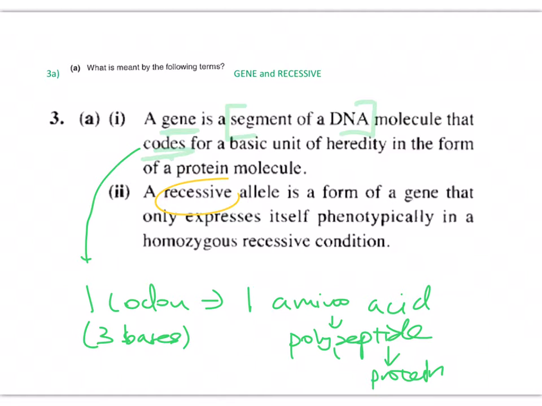Recessive. Recessive, we're looking at, it only expresses itself in the homozygous recessive condition. Big R, big R, big R, small r, small r. Now, if we let big R be dominant to small r, then the moment you have one big R, the phenotype will be expressed. So look at the keywords. I will look at phenotype. Homozygous need both in order for the phenotype to be expressed. Okay, so that's the definition for gene and term recessive.